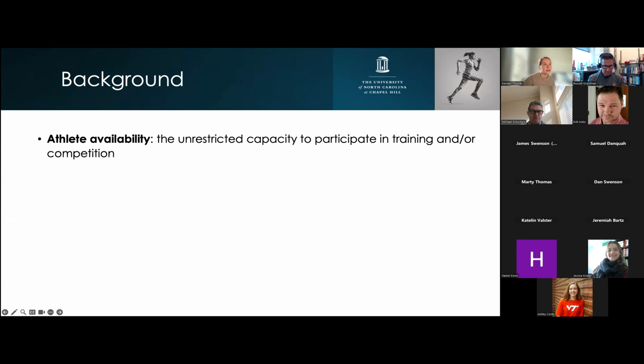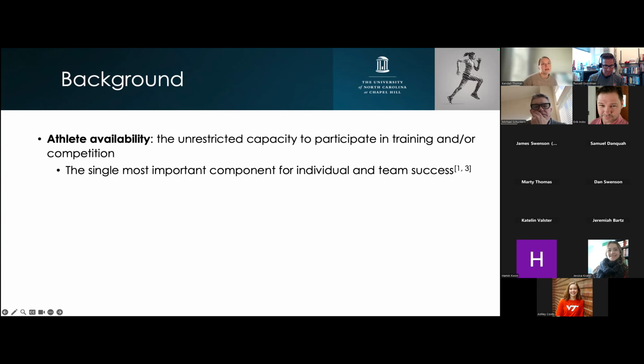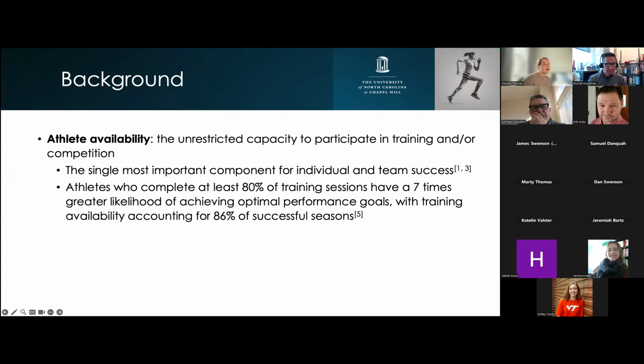So athlete availability is defined as the unrestricted capacity to participate in training and or competition. And this is the single most important component for individual and team success. And athletes who complete at least 80% of training sessions have 7 times greater likelihood of achieving success or performance goals. And those were defined to be something that was athlete specific and team specific at the beginning of the season, depending on what sport they're in, such as a race time or a finish position. And then with training accountability, availability accounting for 86% of this success in their season.